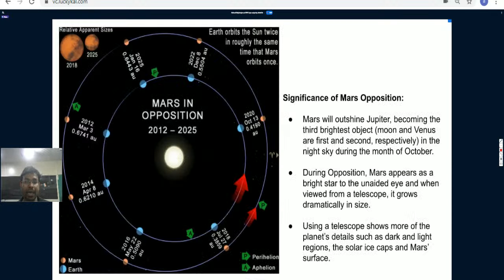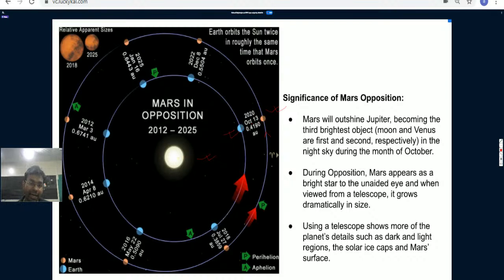Okay, now here we can see a diagram over here. In the center, what is there? In the center we have the sun. Then over here we have the earth, and the outer ring is for Mars. You can see whenever the earth, sun and Mars are in the same line, this is known as opposition.